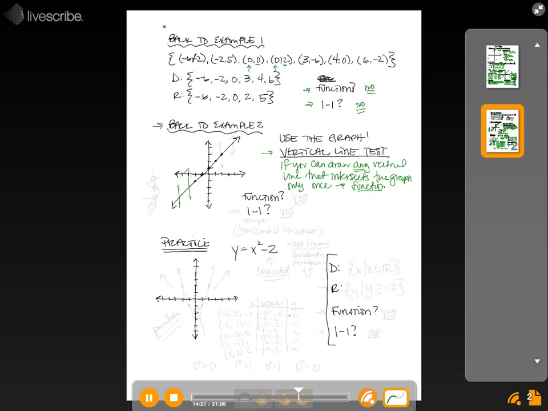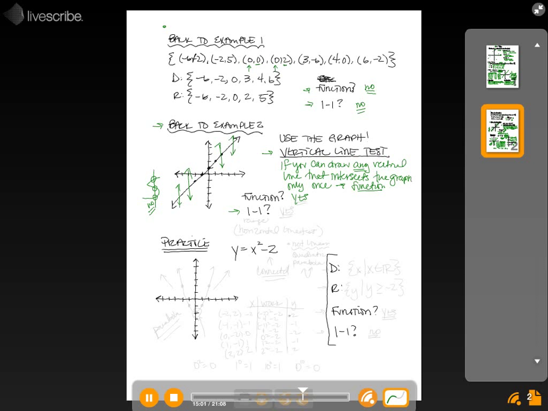We can draw vertical lines anywhere on here, and it's only going to intersect once. So yes, this is a function. If we had a graph like this, like an S, I would draw a line and it intersects 3 separate times. This would be a no. That's what the vertical line test means. So if I can draw a vertical line and it intersects only once, then yes, it's a function. And it's easier to do that when you have a graph to start with. It saves you some time. You don't have to list out the domain and range.